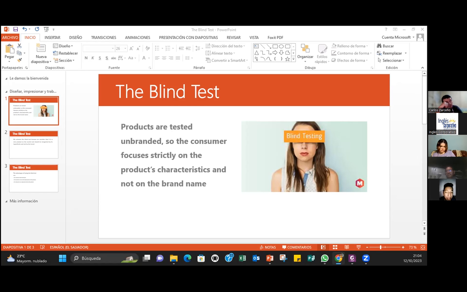So what is the definition? In this case, like you know, there are a lot of brands of chicken. So if we want to create a new brand, and for more people to know about our brand, we have to create a test. In this case, the blind test helps because they don't see the brand. They have to taste the product, they have to see the characteristics of our product. And like that, they are going to know what our product is and the difference from the other brands. Okay, so Carlos is going to follow with the other part.